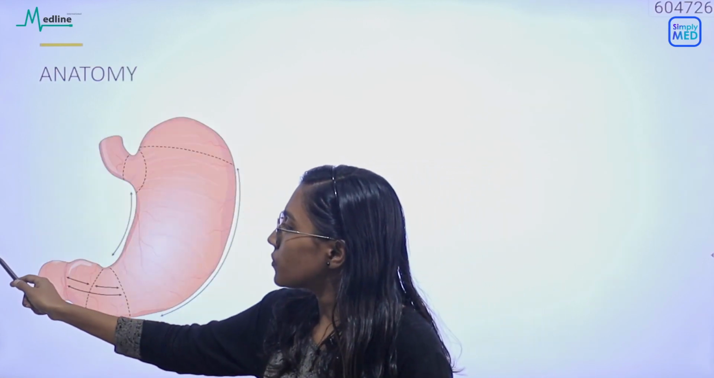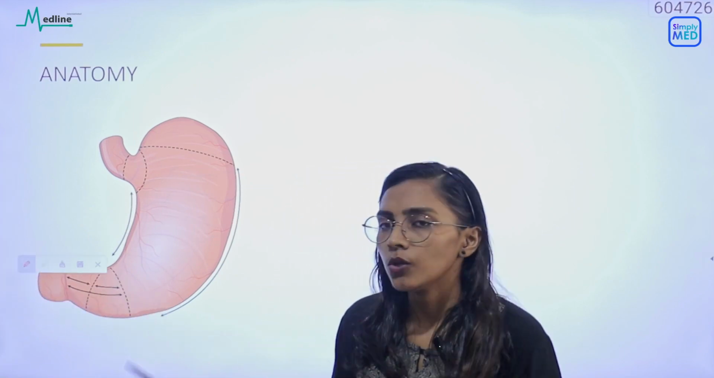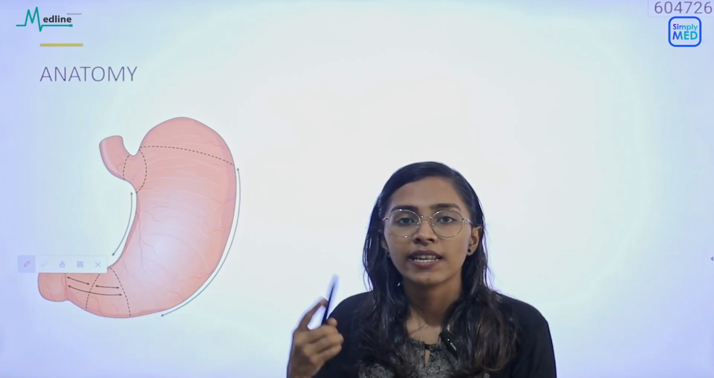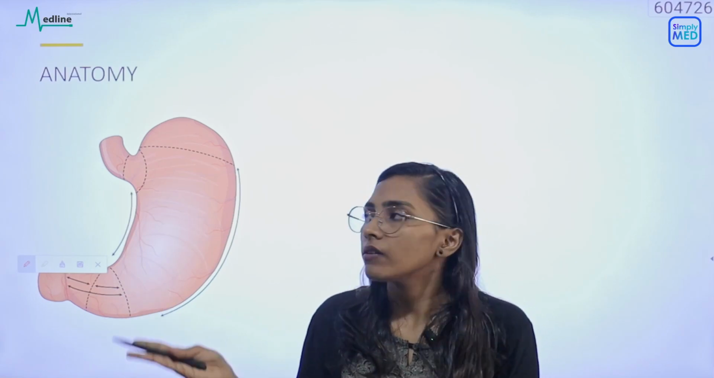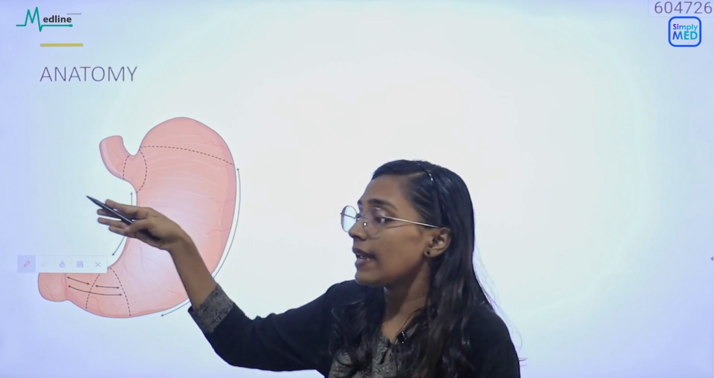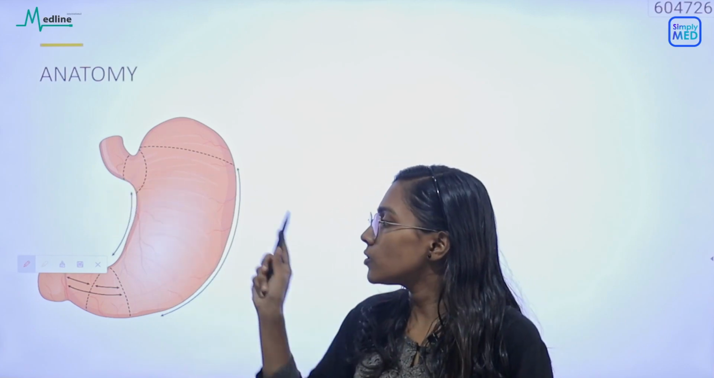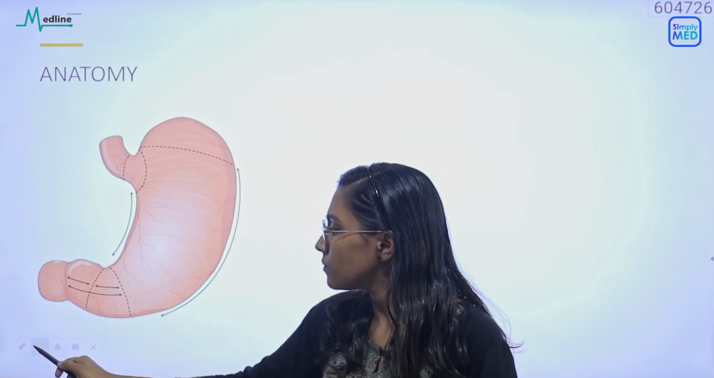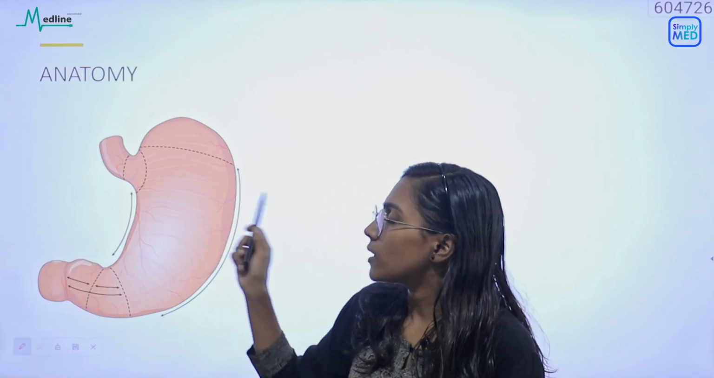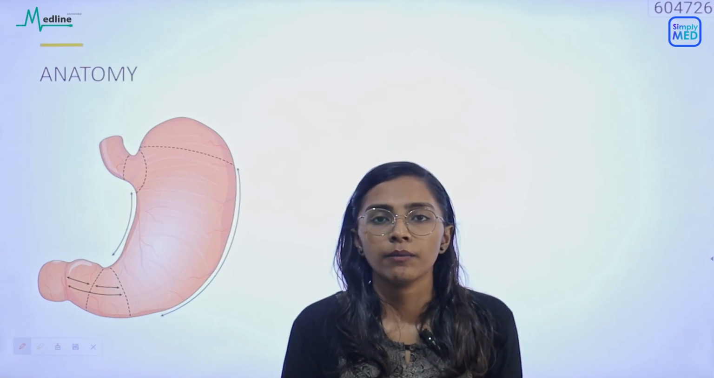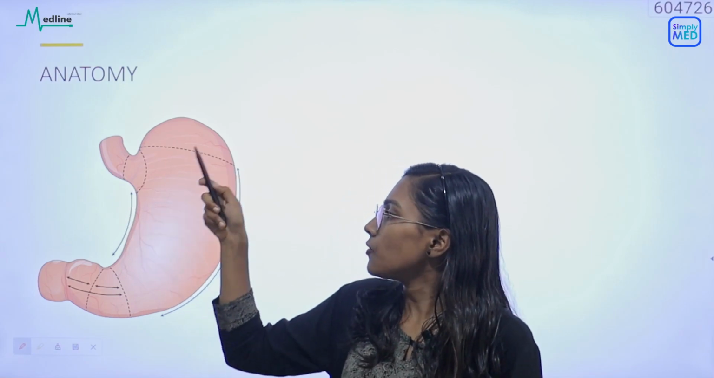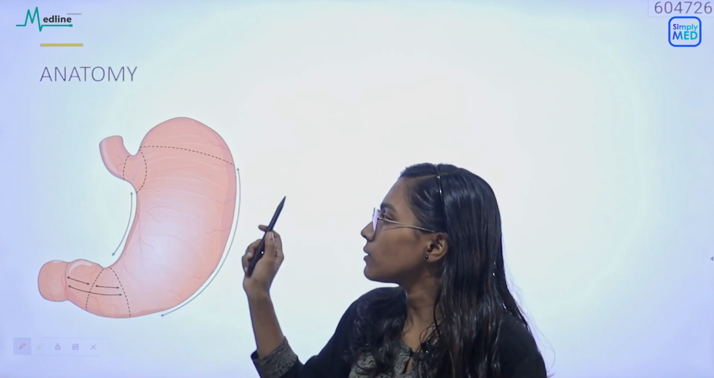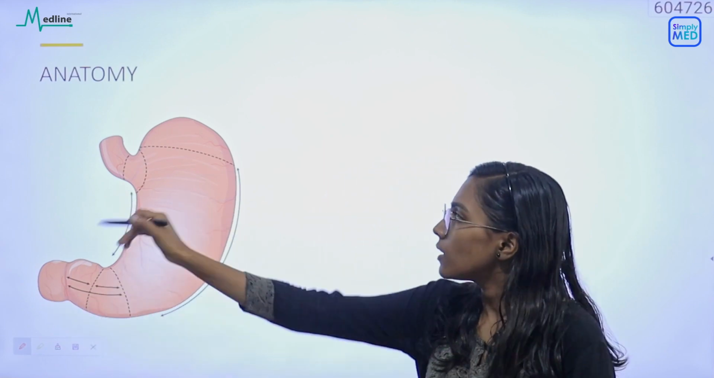So here is a picture of the stomach. The stomach is a J-shaped muscular organ which lies in the upper abdomen. It extends from the esophagus to the duodenum. The parts of the stomach are divided mainly into cardia, fundus, body, and pyloric antrum and pylorus. I'll show you each one correctly.